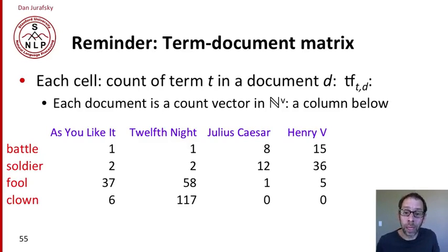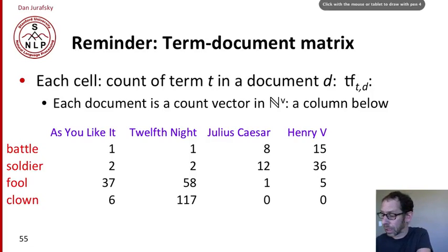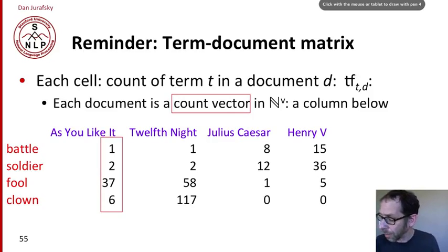Remember the term document matrix we saw in information retrieval. So each cell in the term document matrix was the count of a term T in a document D. So we called it the term frequency of T in D. And we thought about what it meant to be a document: it was to be a count vector. So a column in this term document matrix. So the document As You Like It, the Shakespeare play, is a count vector over lots of words. I've shown you just 4 words: battle, soldier, fool, clown. So As You Like It is a count vector.